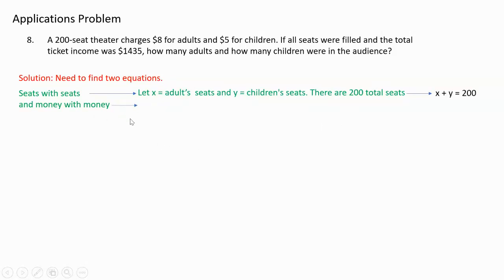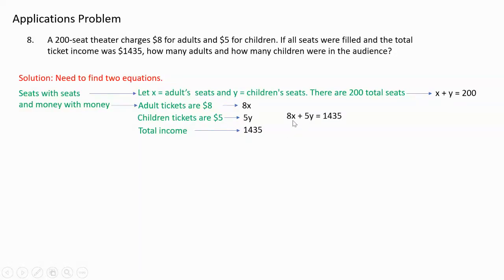Now let's do money with money. Here's how I show my students how to do these types of problems. So money with money, right? If $8 is for adults and x represents adults, this is going to be 8x. Since children's tickets are $5 and y represents children's seats, this will be 5y. And what was the total income? 1,435. So this will be 8x plus 5y equals 1,435. So I got my equation 2.